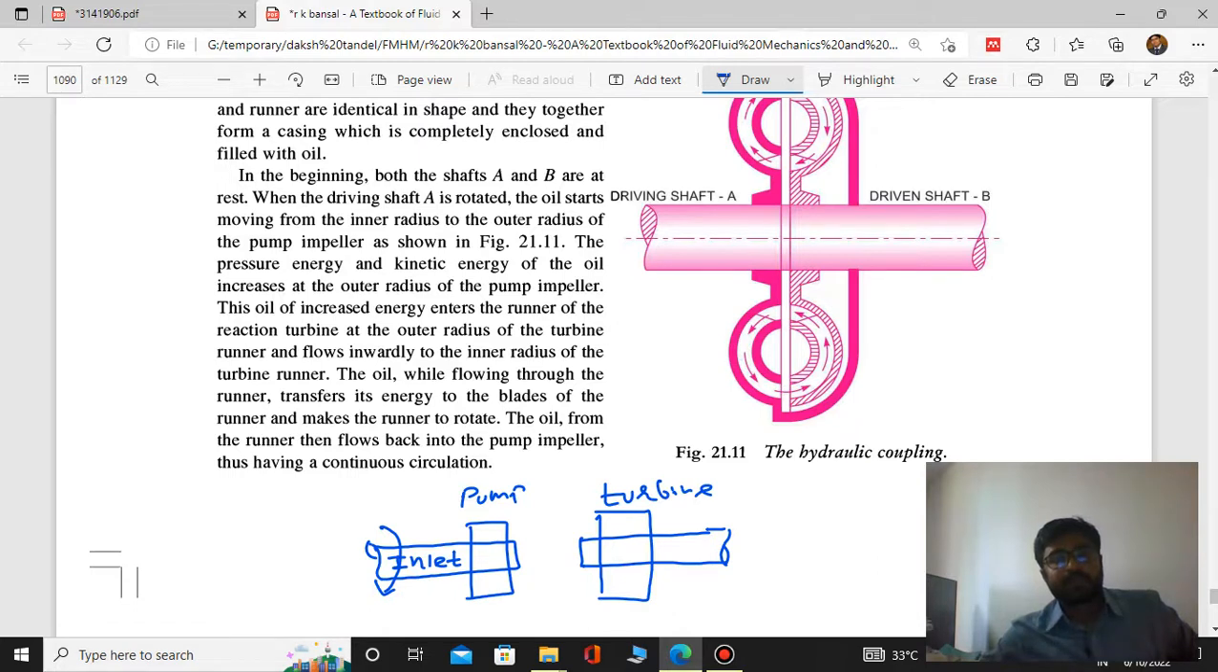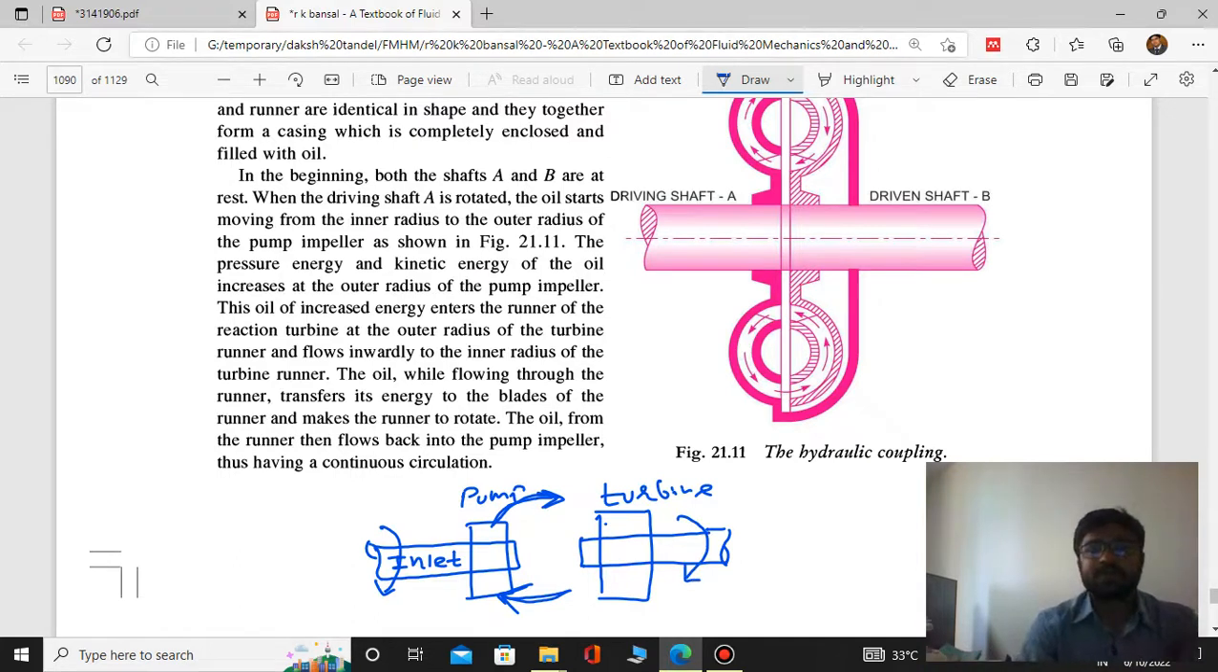So what will pump do? Pump will take water or oil, and it will supply that liquid to the turbine. It will take liquid from suction side and pressurize that liquid, and then after it will supply that liquid to the turbine. So what will happen with turbine? Whenever liquid is supplied to the turbine, turbine will start rotating, and that's why our outlet shaft rotates.